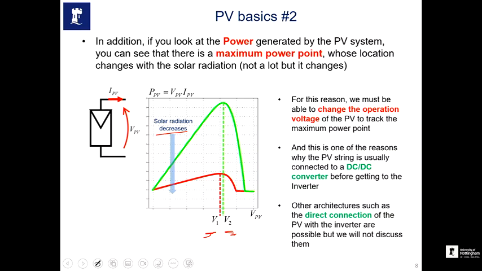And also there are other architectures where you can do direct connection of the PV with the inverter, okay? But we'll not discuss them because they get really complex. You can use certain inverter topologies where the inverter acts as the MPPT, using modulation strategies to track the maximum power point without a DC-DC converter. But because we are trying to simplify the analysis as much as possible, we are not considering this direct connection.